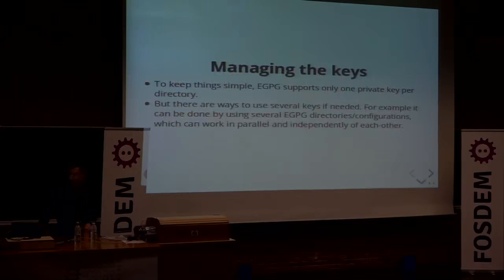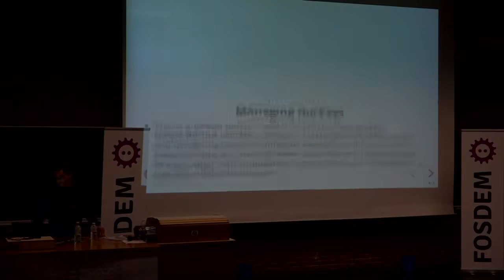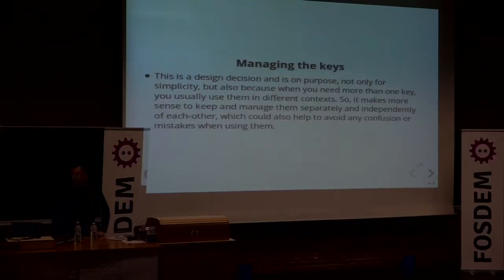Managing the keys. To keep things simple, eGPG supports only one private key per directory or environment. But there are ways to use several keys if needed. For example, it can be done by using several eGPG directories or configurations which can work in parallel and independently of each other. This is a design decision and is on purpose. Not only for simplicity, but also because when you need more than one key, you usually use them in different contexts. So it makes more sense to keep and manage them separately and independently of each other, which could also help to avoid any confusion or mistakes when using them.